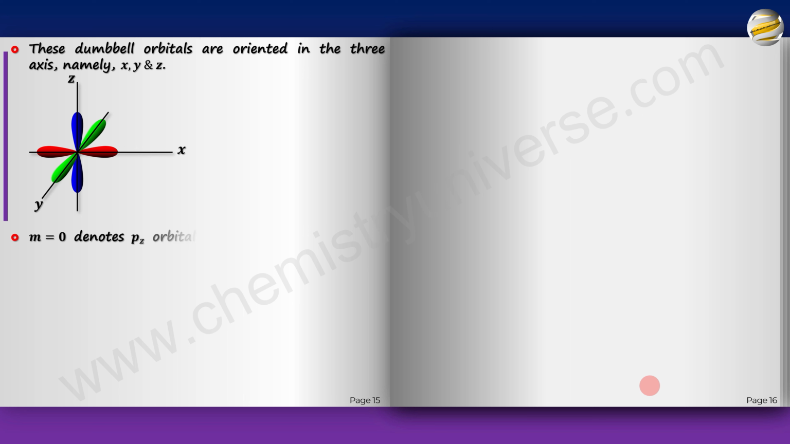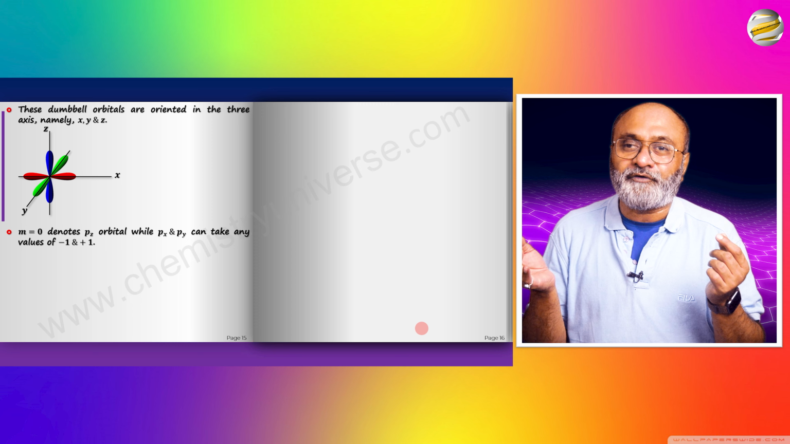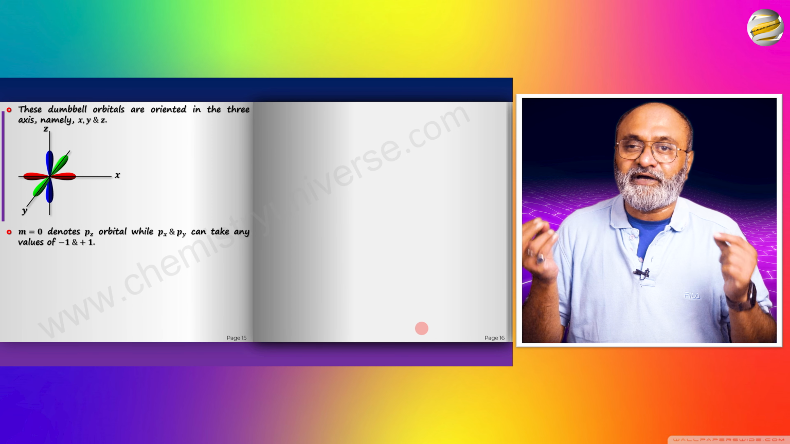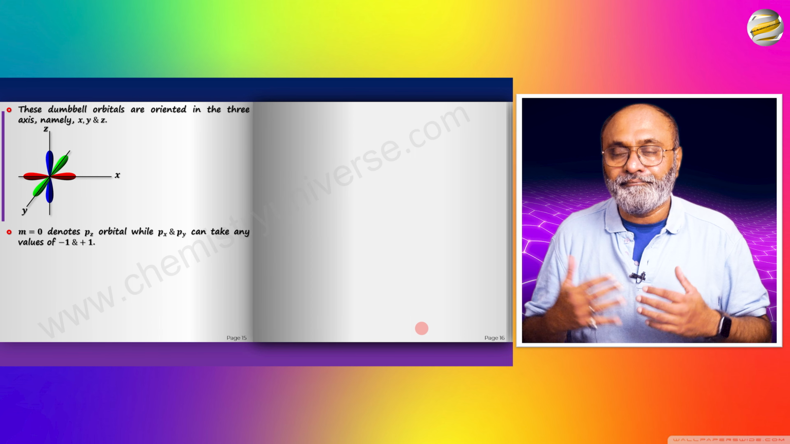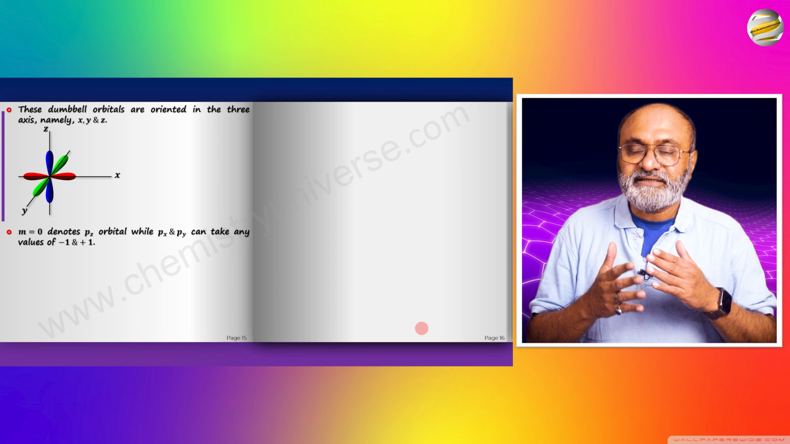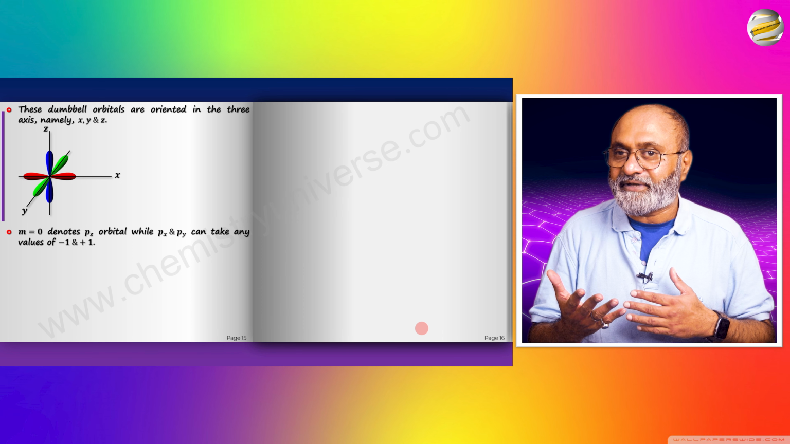m equal to 0 denotes the Pz by default, while Px and Py can take the values of minus 1 and plus 1. So when it comes to P, remember, we assume by default the Z axis to be the principal axis for us, and the lowest values of m are reserved for orbitals having Z in them. So Pz is m equal to 0, whereas Px and Py can take plus minus 1. Anyone can take plus 1, anyone can be given minus 1.